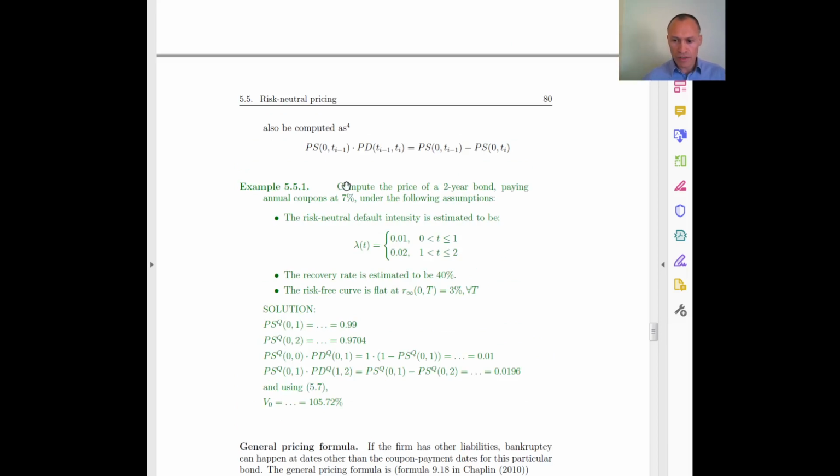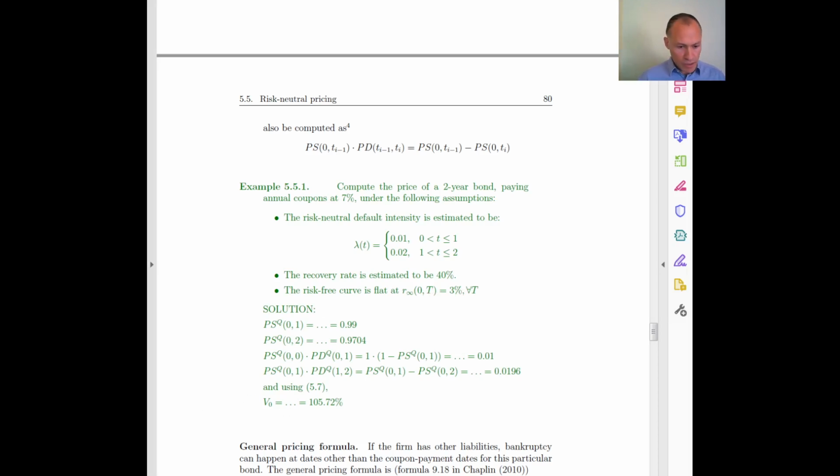Okay, so let's look at this example where we want to find the price of a 2-year bond paying 7% coupons with the following assumptions. Now, the default rate varies through time. That's the nice thing here. I can make this lambda vary through time as I want. So it's 1% for the first year, 2% for the second year. The recovery rate is 40%, and the risk-free rate is flat at 3%. Okay, let's see how we compute this.